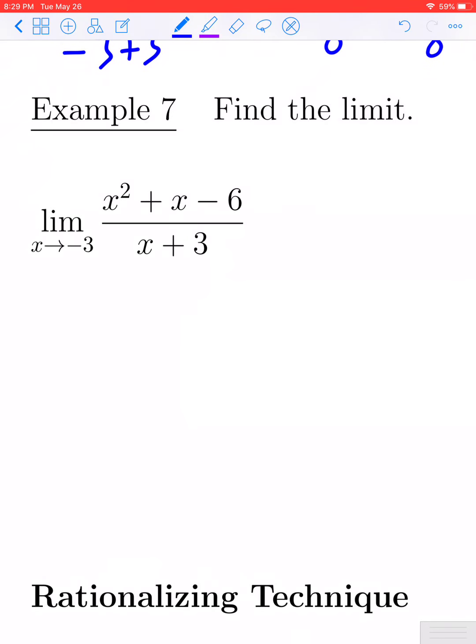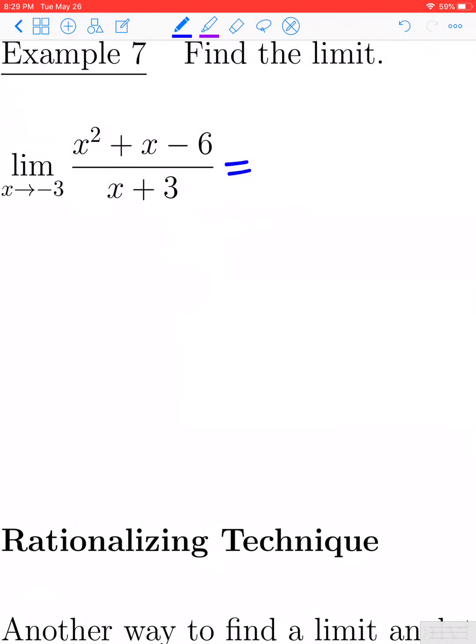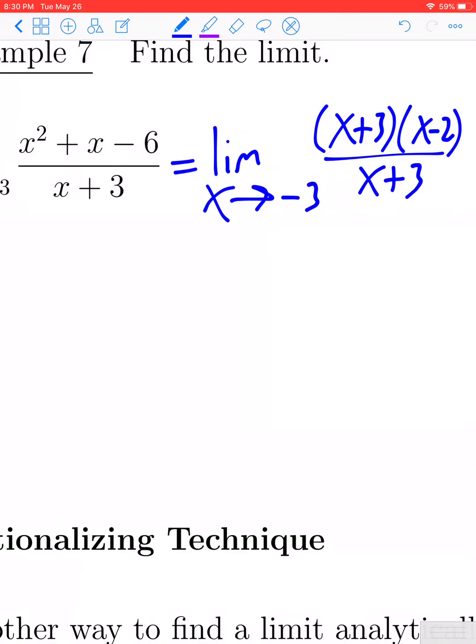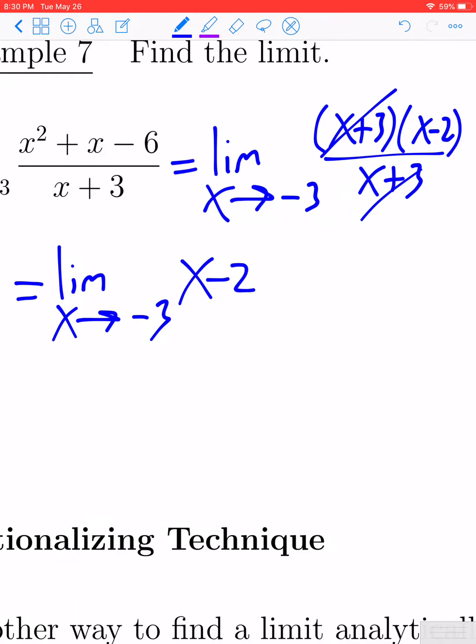Okay, so that's not going to help us. Let's try to see if we can algebraically simplify this function. It's another rational function, so you would want to factor the numerator and denominator completely. The numerator will factor as x plus 3 times x minus 2, divided by x plus 3. We do have a common factor, and that x plus 3 will cancel. So this is equivalent to the limit as x approaches negative 3 of x minus 2.